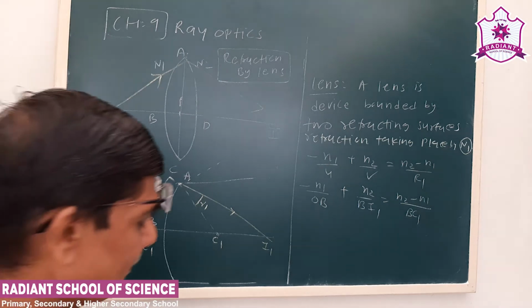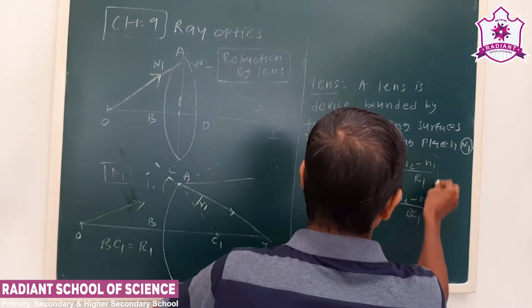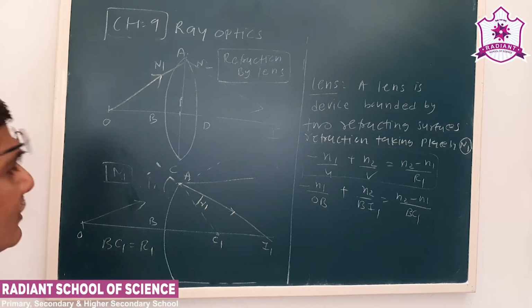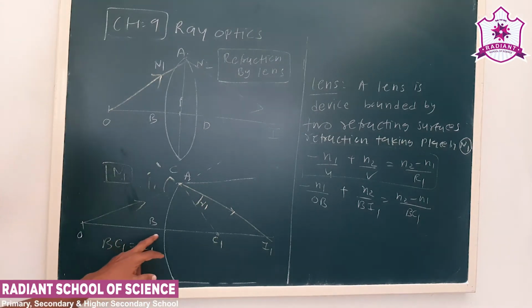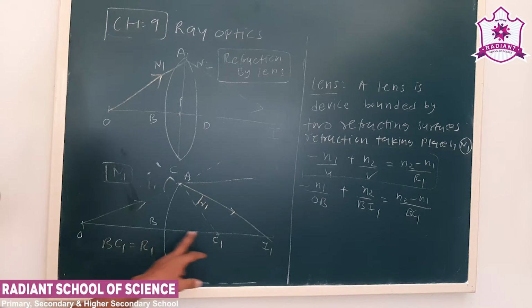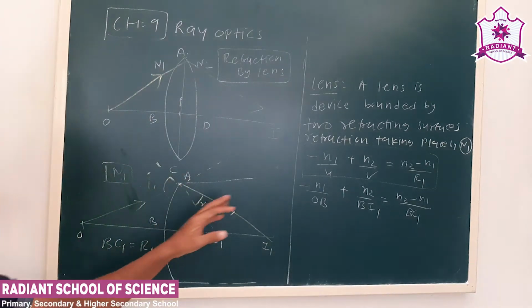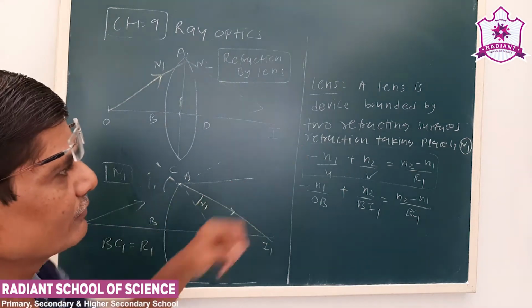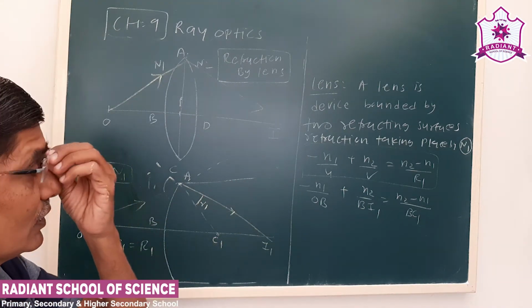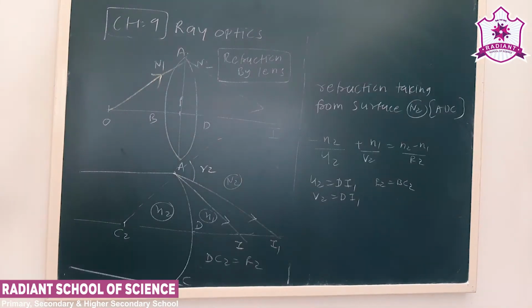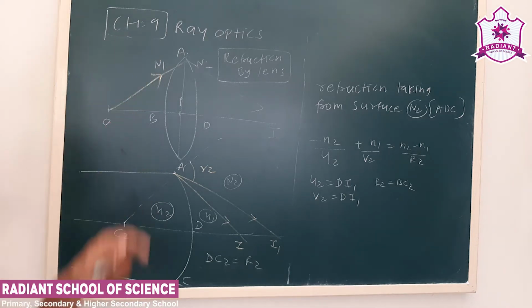So we use the formula which we had derived earlier: minus N1 upon U plus N2 upon V is N2 minus N1 upon R1. Here the object distance is OB, the image distance is BI1, and the radius of curvature is BC1. Okay, this is how we can write the refraction taking place from the surface N1. Now we have seen the refraction taking place from the surface ABC, that is N1.